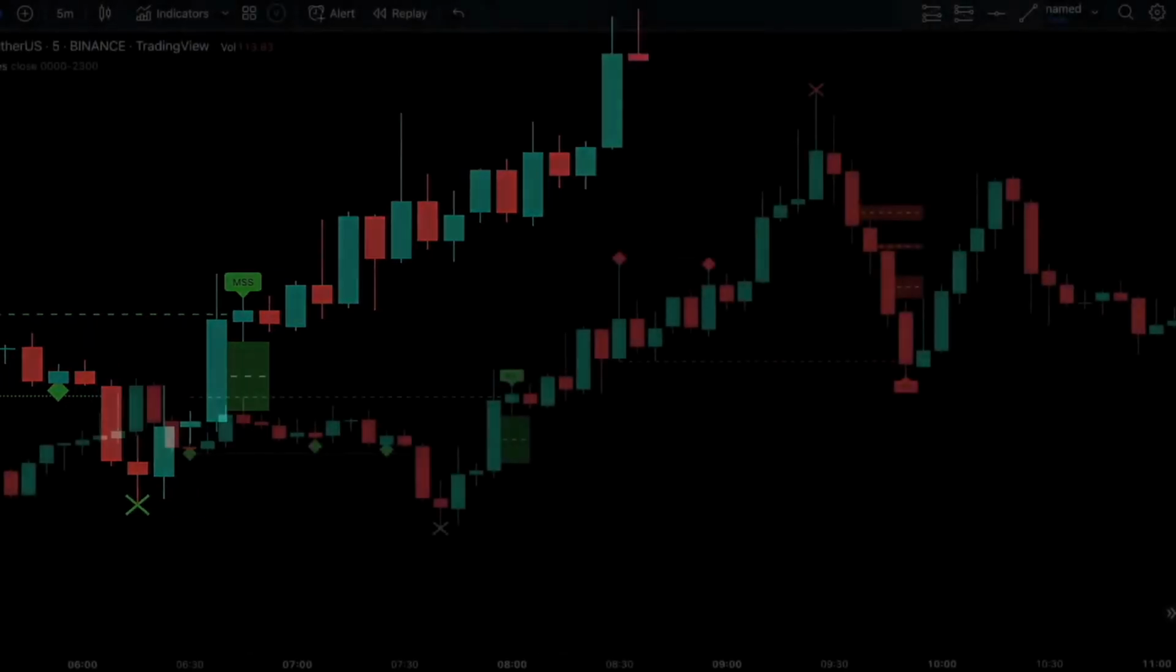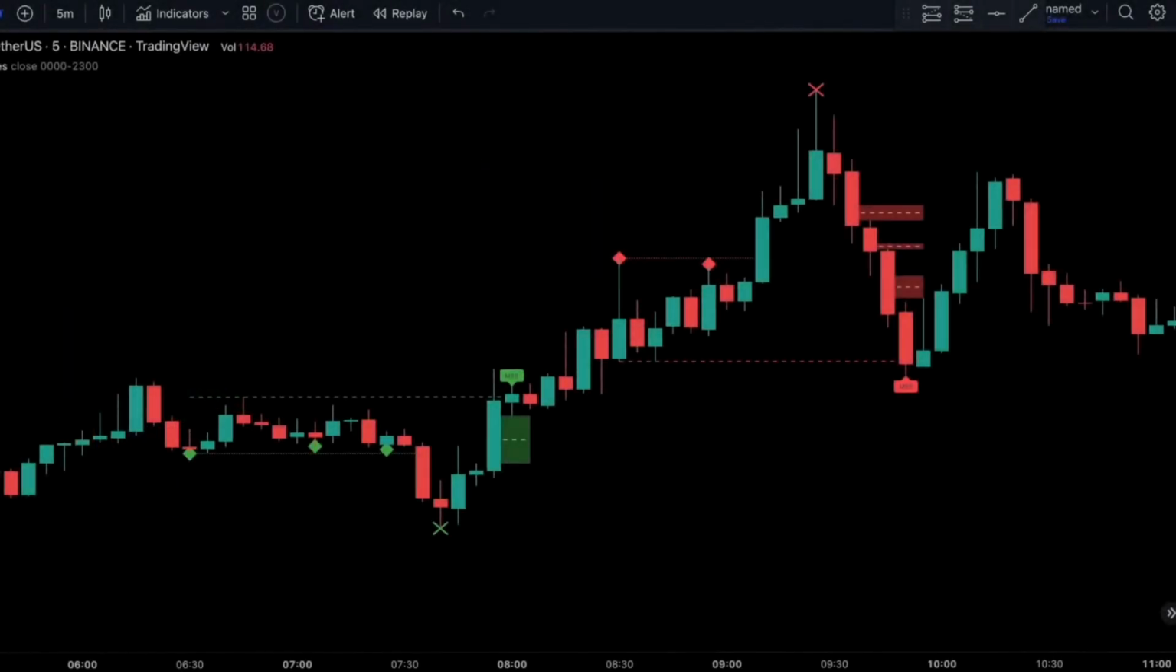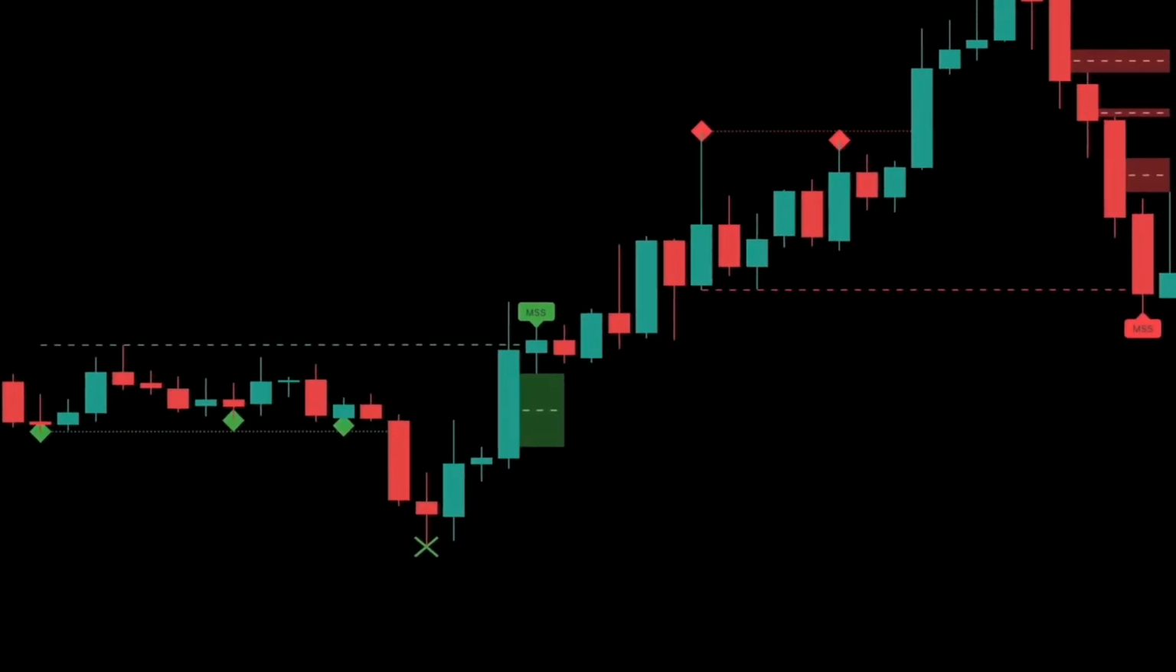Like any other indicator on the TradingView platform, the fair value gap indicator can be added to your charts by selecting it from your indicators button. We will show you how to add it to the chart at the end of this video. For now, let's understand its key features.